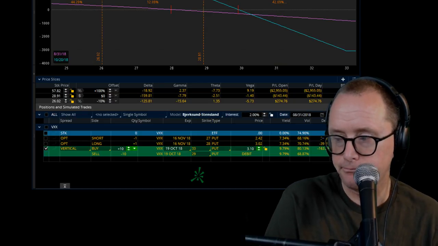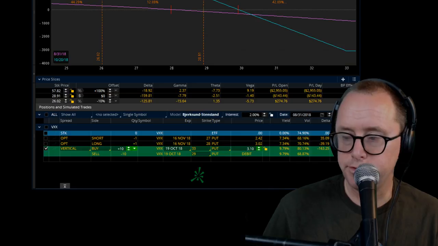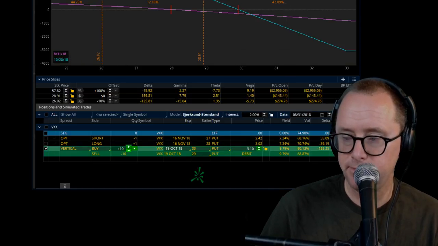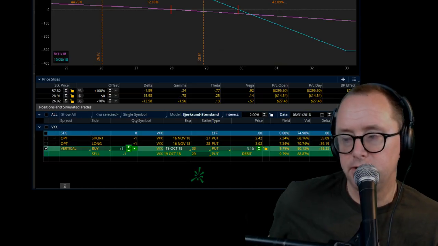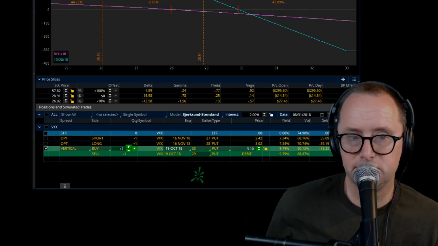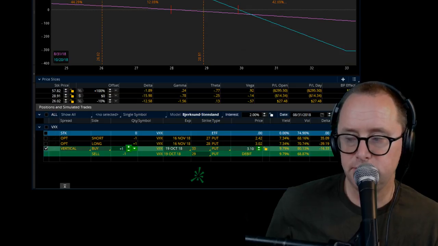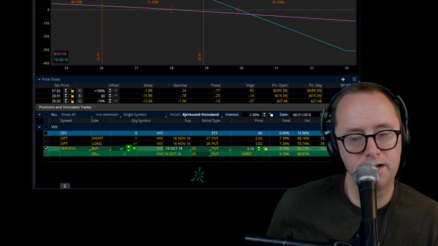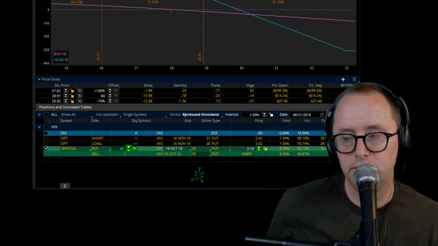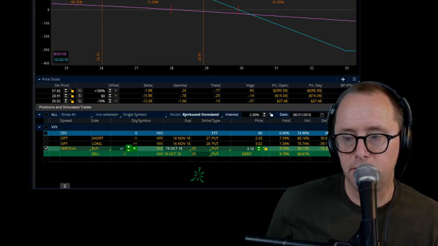So if you were to just do the spread one time, if VXX went down $1, you'd make about $16. If VXX went down $2, you'd make somewhere around $25. I hope that clears up a little something.